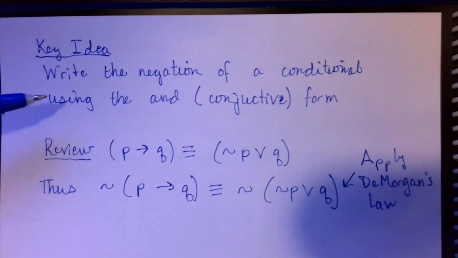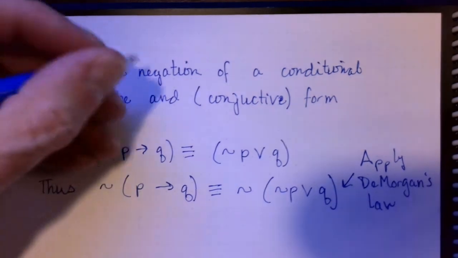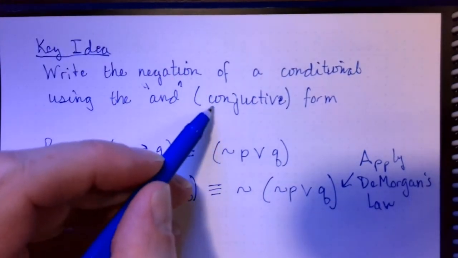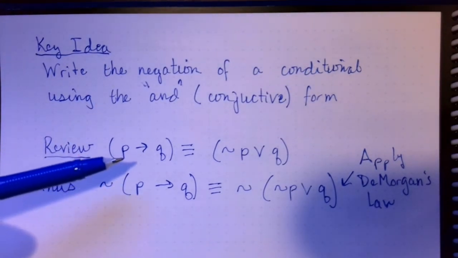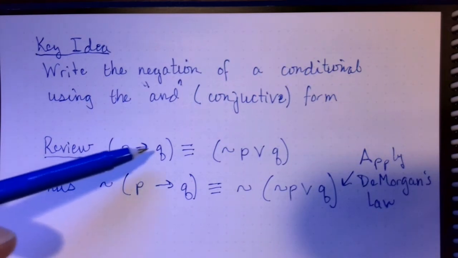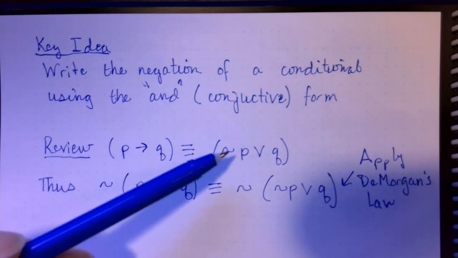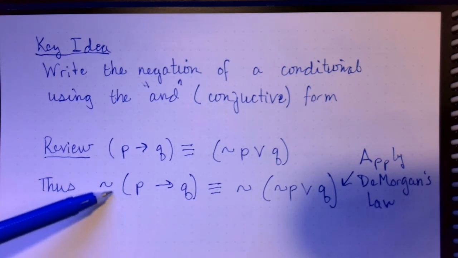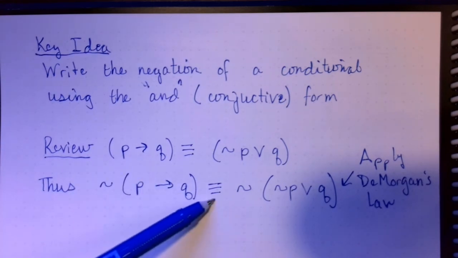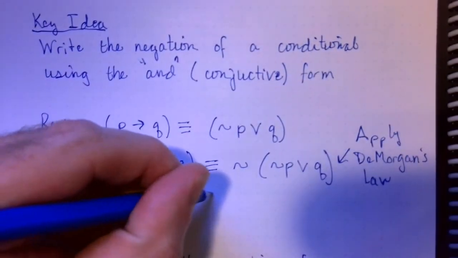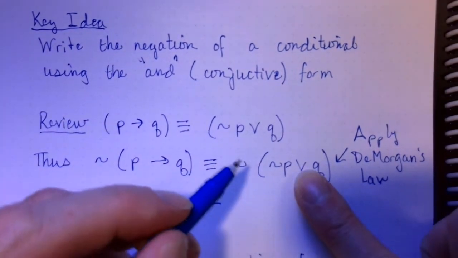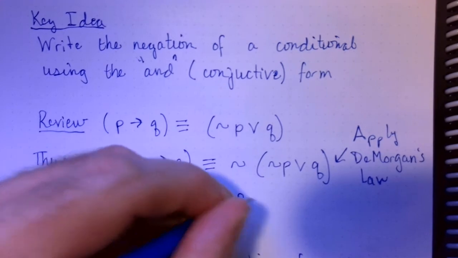Alright, so the key idea from this video is, after watching it, you should be able to write the negation of a conditional statement using the and, or so-called conjunctive form. So let's do a little review. In the last video we saw how the conditional statement if P then Q is logically equivalent to not P or Q. So the negation of if P then Q should be logically equivalent to the negation of this statement right here. Now, according to DeMorgan's law, if I negate an or statement, what I do is I negate each piece.